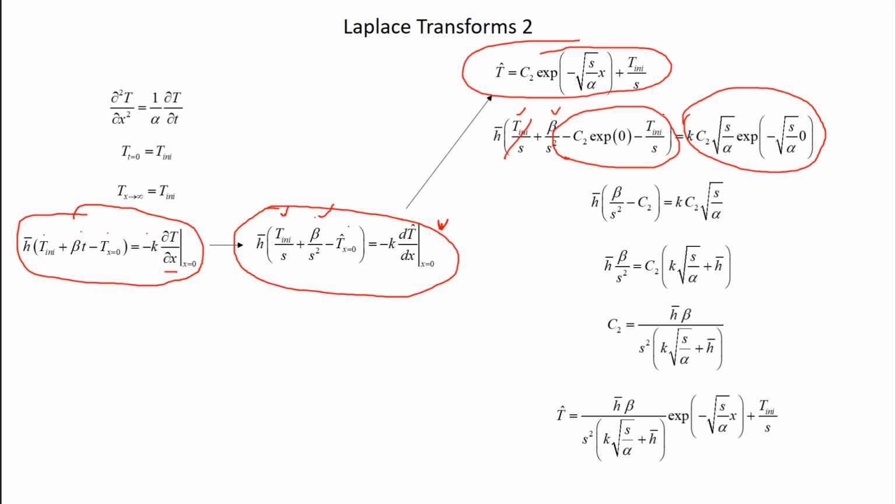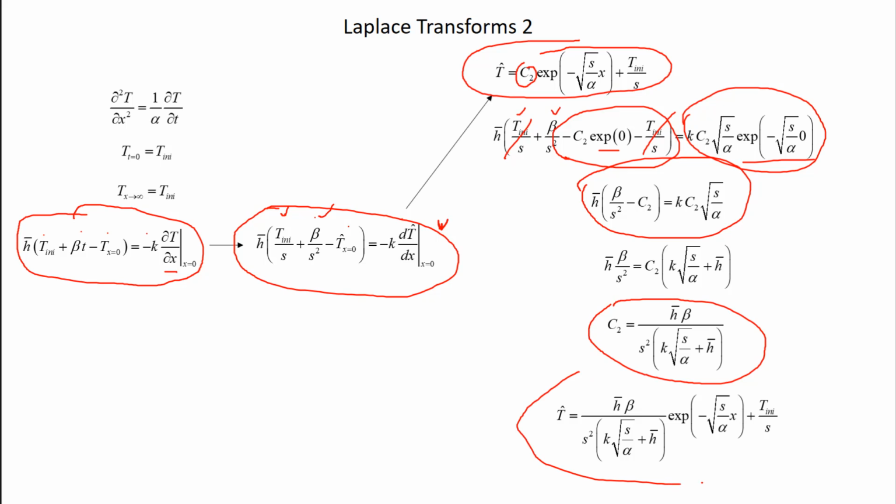So let's see, this cancels with this. This is 1 and this is 1. Exponential of 0 is 1. So I have this equation here, which is my second equation. This is an algebraic equation for C2. So if I solve for C2, I get this. I plug that back up into here, and here's my solution, right?